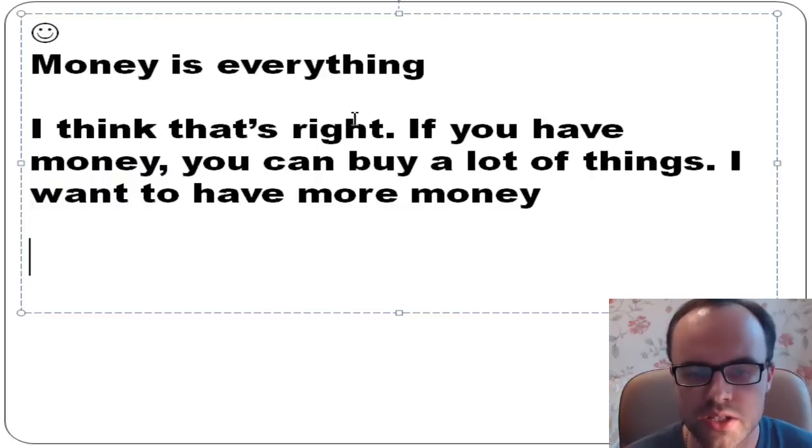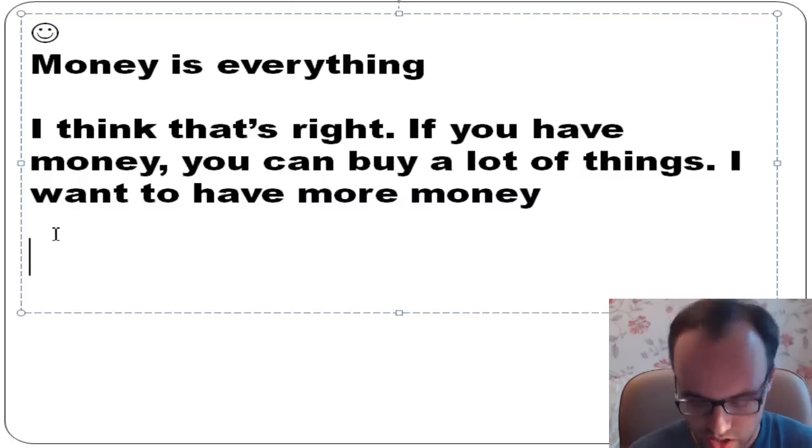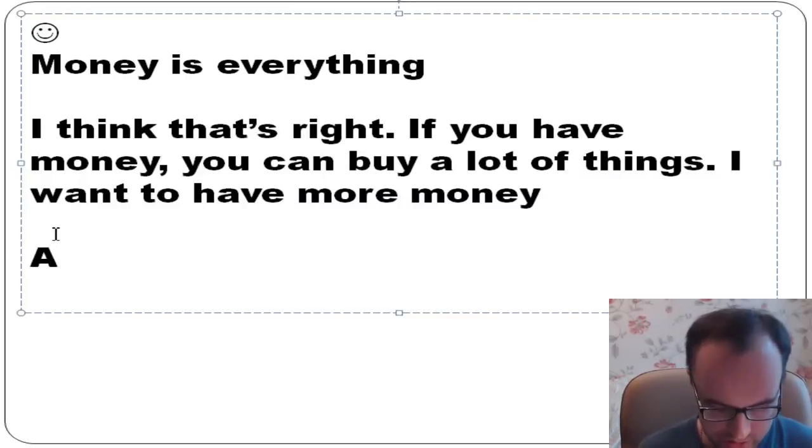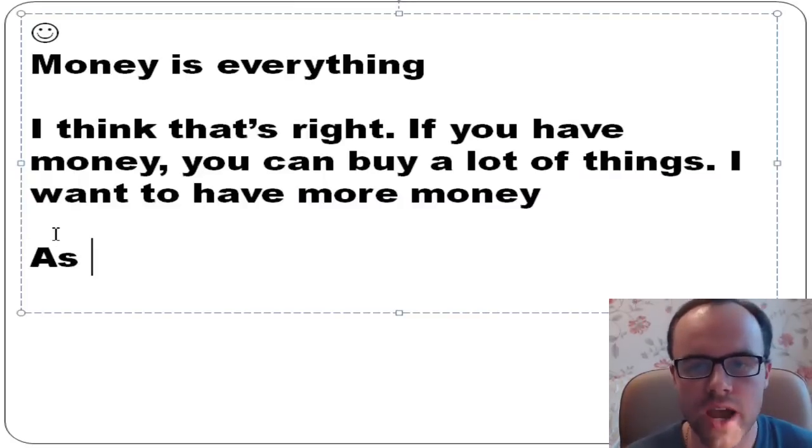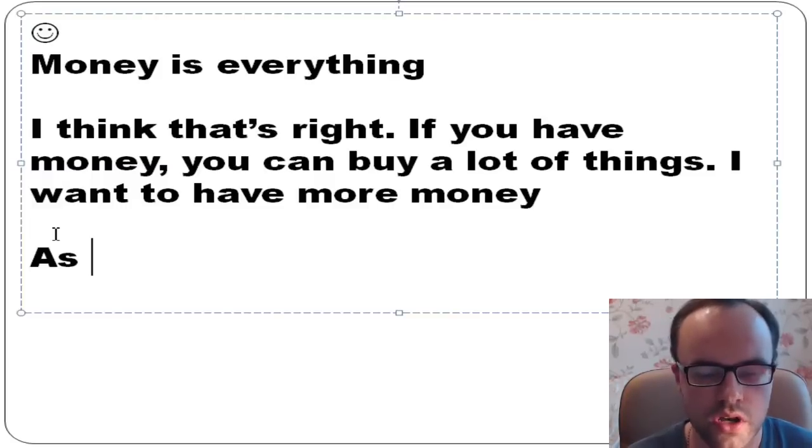Okay, I think that's right. Let's make this, for example, an advanced level, or at least upper intermediate level or higher. So money is everything. We'll be using just the same ideas, but we'll be saying it another way. So for example, as far as I'm concerned is another phrase for as for me. We often hear as for me, especially among Russian students. But okay, you can replace it. I think that's quite a good idea if you start using this one.